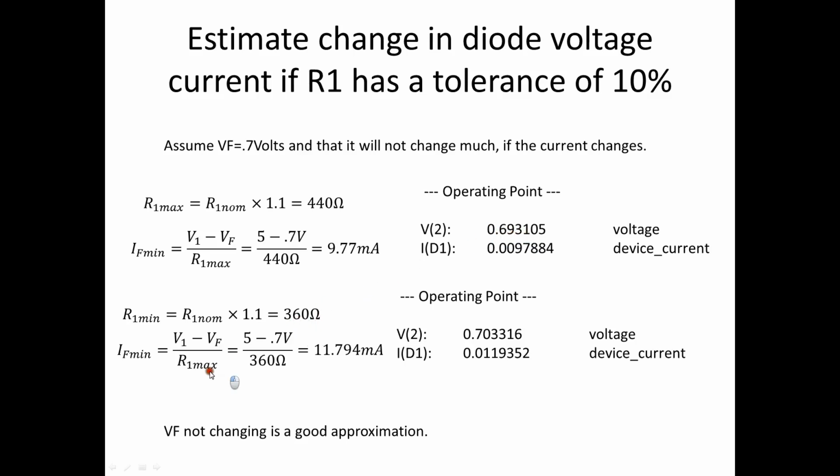Again, when I find out what the maximum current can be, again, there's a typo there. I get 11.794 milliamps, and it matches pretty well. So the thing is, VF not changing is actually a pretty good approximation.